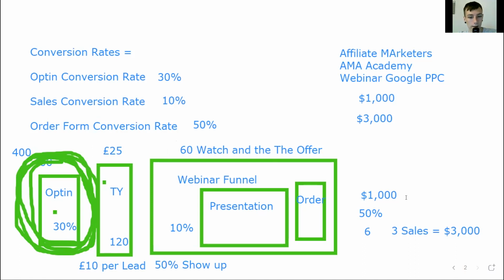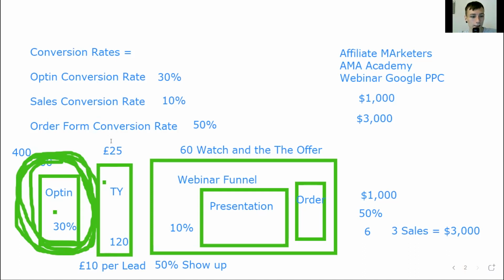But with the way this works out, if this is the way your numbers are working out, you're making 3,000 for every 120 people registered. You could actually afford to spend upwards of £25 to acquire a lead. So £25 for a lead.